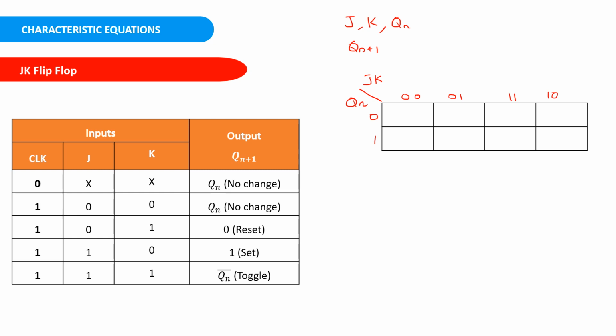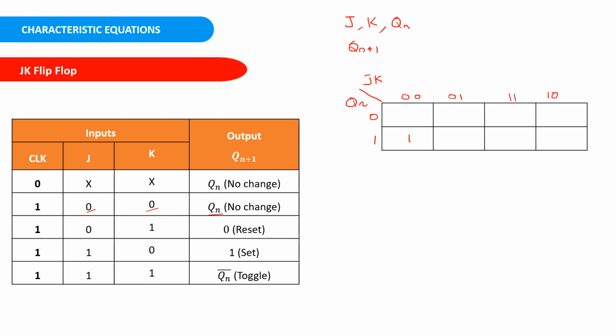Now when the JK value is 0 0, the output Qn plus 1 is Qn. So whatever the value of Qn, that will appear as Qn plus 1. So here it is 1, here it will be 0.